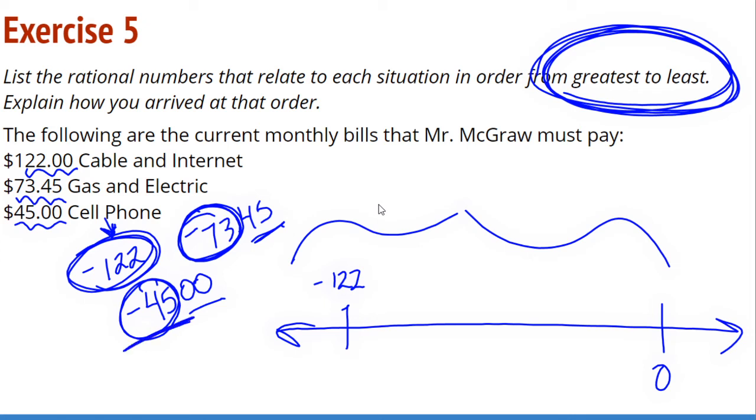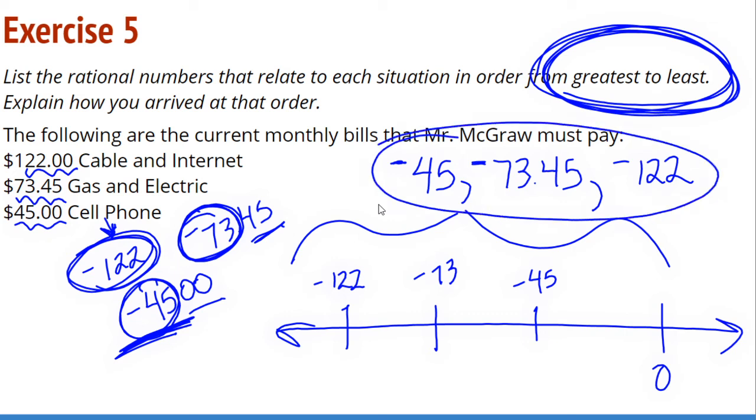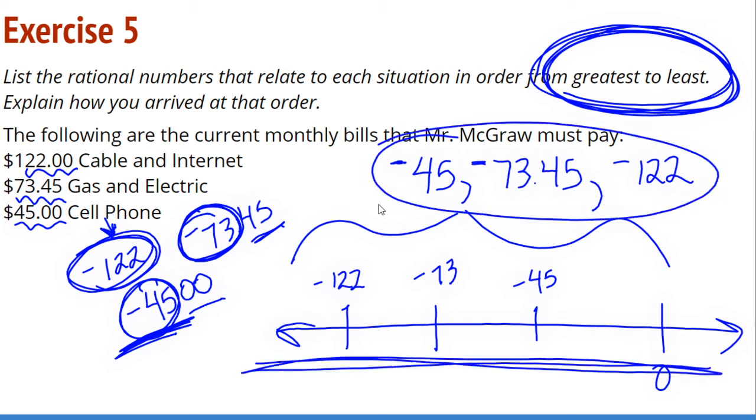Now this one, this negative 45, is only 45 units from 0. The negative 73, well, it's 73 units from 0. So if I'm listing them in order from greatest to least, I've got negative 45, and I've got negative 73.45, and I've got negative 122. So they're now in order from greatest to least.